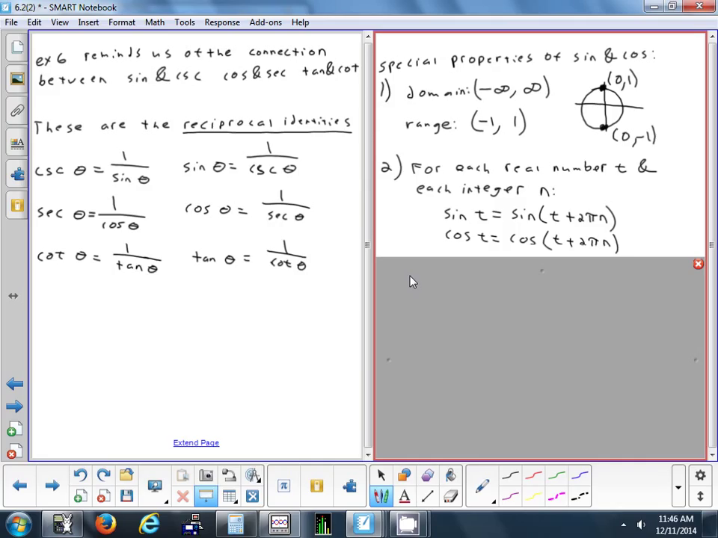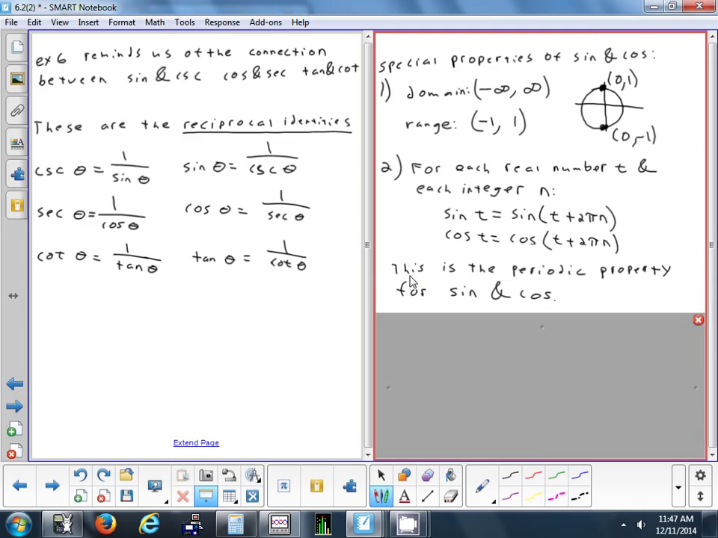Just add or subtract, and n could be negative as well. You can add or subtract as many revolutions as you want from an angle, and the sine and cosine always stay the same. That's called the periodic property for sine and cosine. We'll talk about it more for tangent and other functions later, but just for sine and cosine for now.